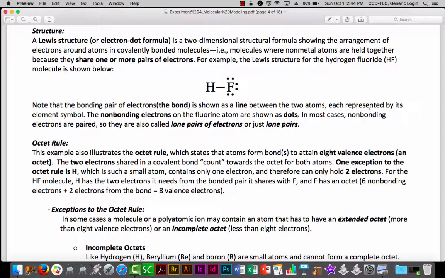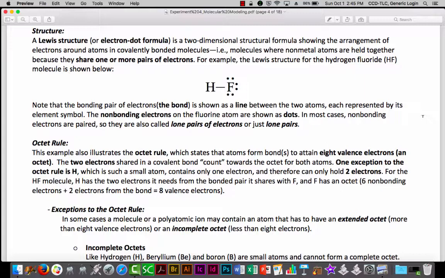Okay, let's talk about how to draw Lewis structures in molecular geometry. So a Lewis structure is a 2D structural formula showing the arrangement of electrons around atoms in covalently bonded molecules. For example, the Lewis structure for hydrogen fluoride is shown here. Note that the bonding pair of electrons, the bond, is shown as a line between two atoms, each represented by its element symbol. The non-bonding electrons on the fluorine atom are shown as dots.